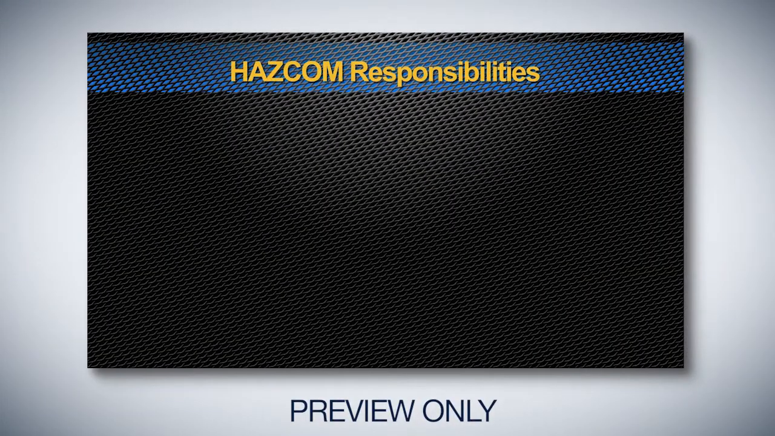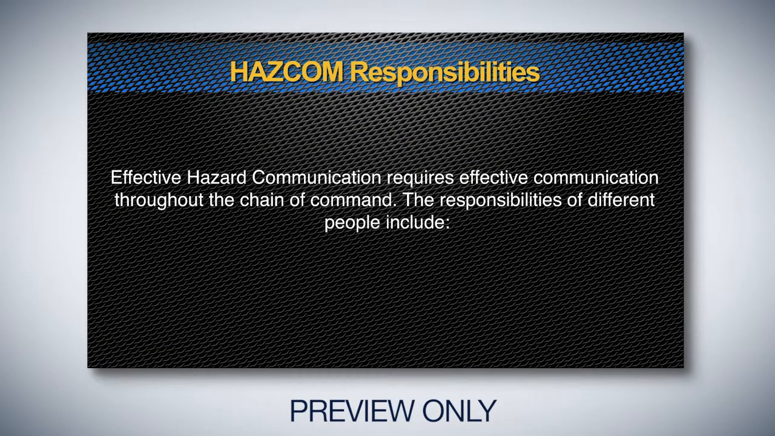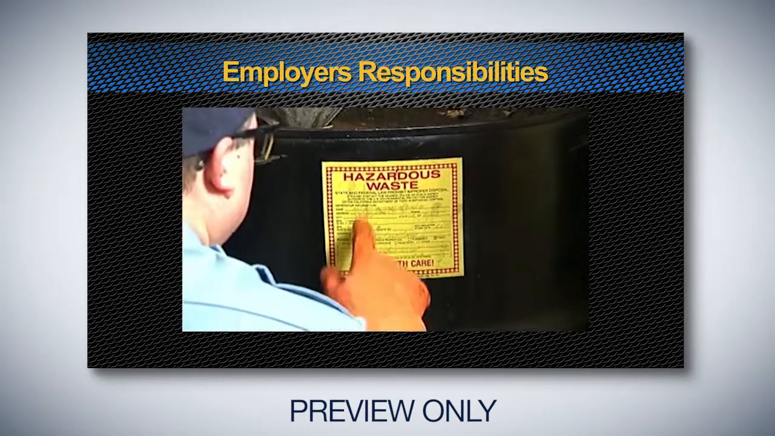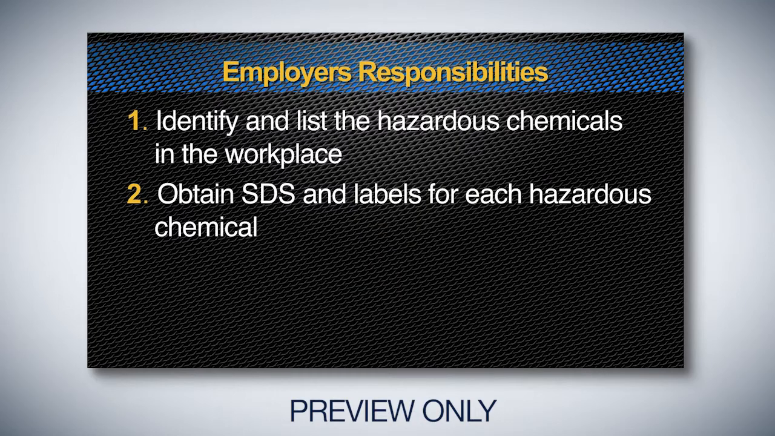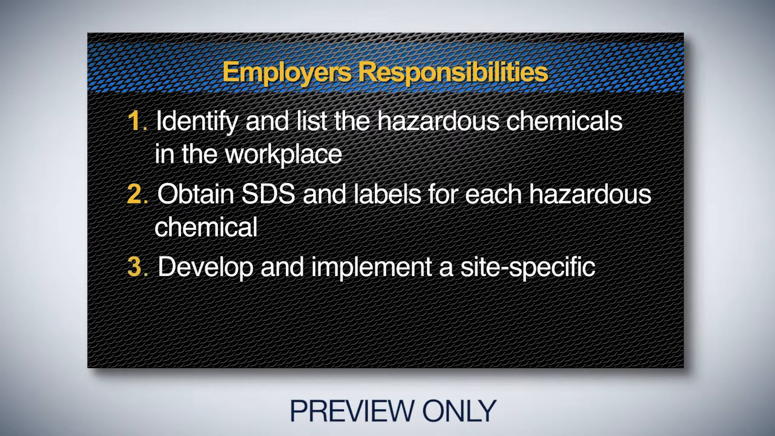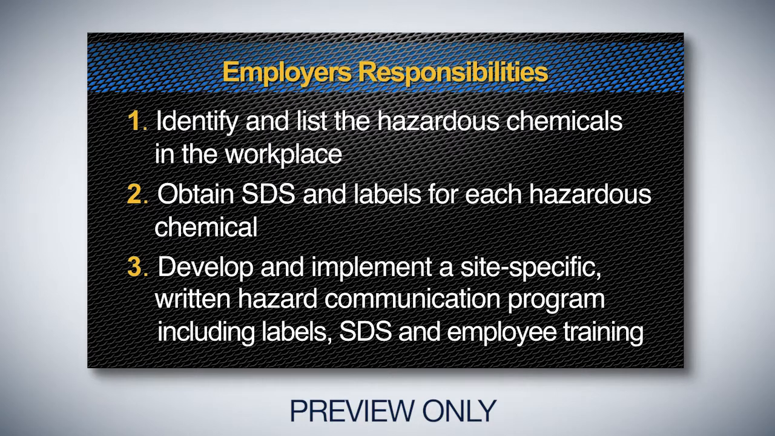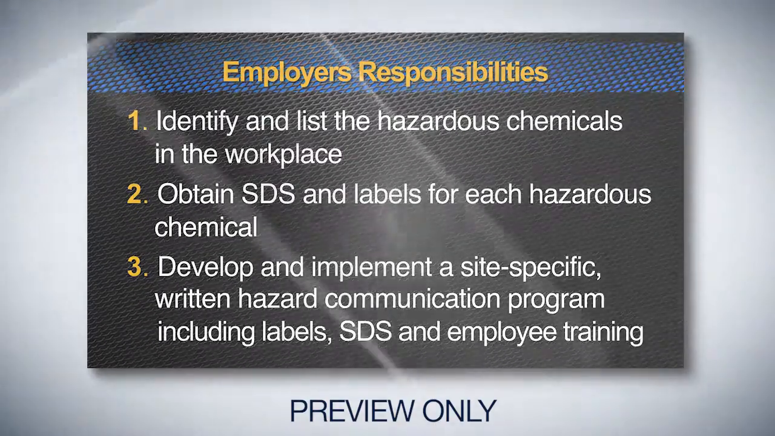Hazard communication responsibilities. Effective hazard communication requires effective communication through the chain of command. The responsibilities of different people include employers' responsibilities. Identify and list hazardous chemicals in the workplace. Obtain SDS and labels for each hazardous chemical. Develop and implement a site-specific written hazard communication program, including labels, SDS, and employee training.